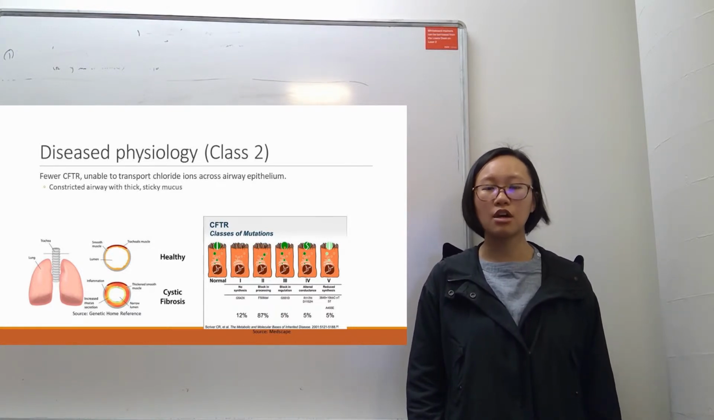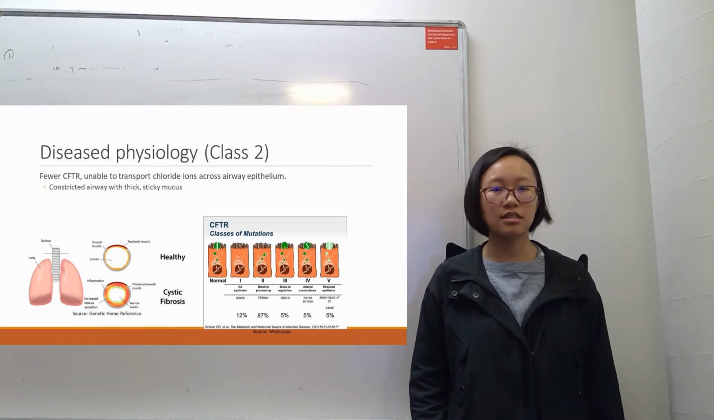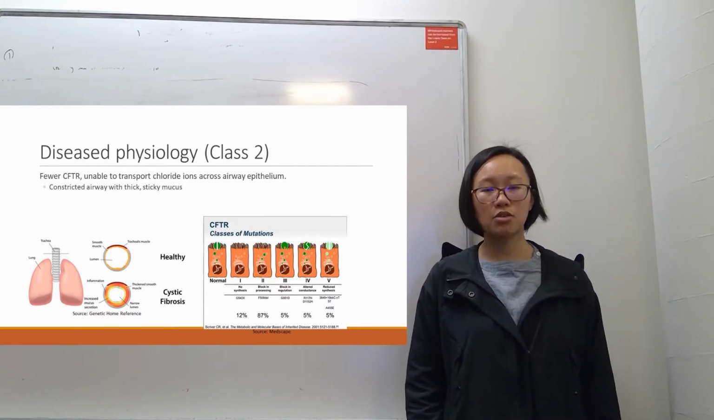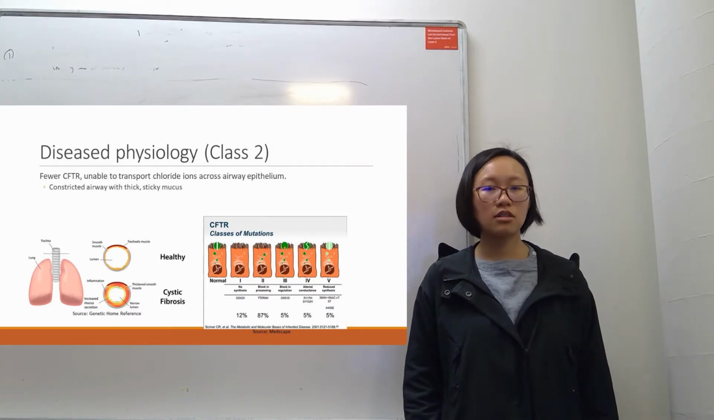Thus, there is no imbalance of chloride ion, and water does not leave the cell. There's no water in the airway, the mucus gets thicker, and cilia cannot beat properly. Thus, bacteria are allowed to collect on the cells, and infection can occur.